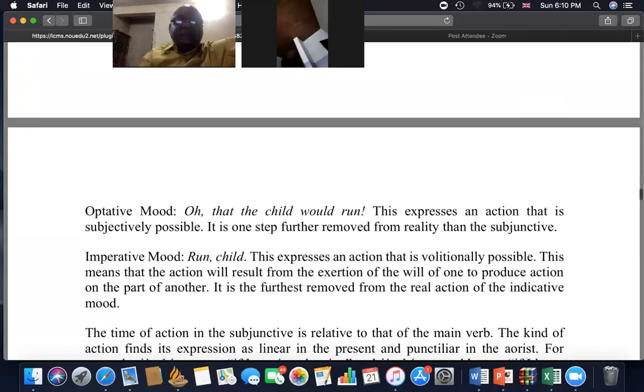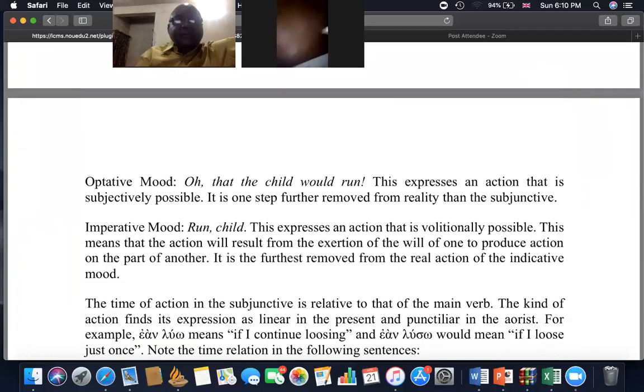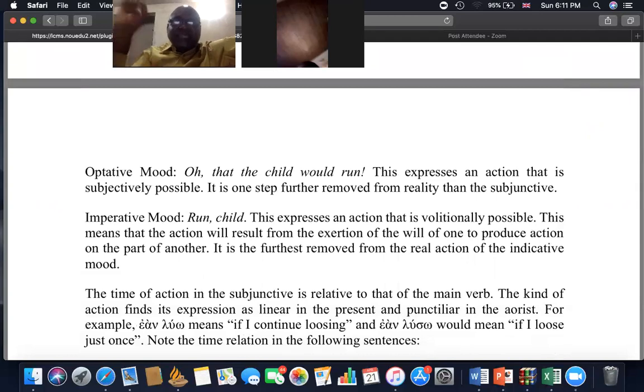Then in the optative mood, you have, for example, "that the child may run." That expresses an action that is subjectively possible. And the final one is the imperative mood, which expresses an action that is volitionally possible. In other words, that action will result from the exertion of the will of the one to produce the action on the part of another.